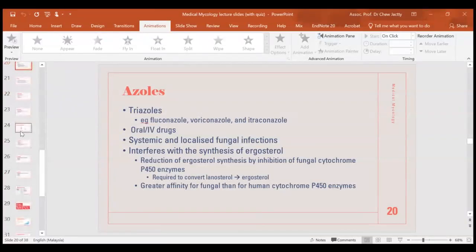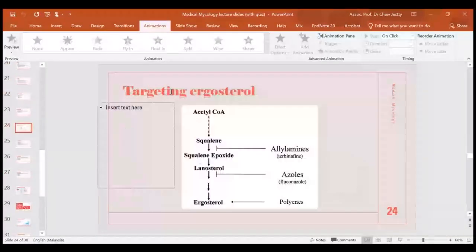Let me just skip to slide number 24 to show you what this is. If you look at the formation of ergosterol, which forms part of the cell membrane structure, polyenes such as amphotericin B and nystatin bind ergosterol, leading to the leakage of the membrane. But our azoles bind to the P450 enzyme that interferes with the conversion of lanosterol, which is what we see in the pathway of the formation of ergosterol. This is where it is targeting this enzyme.